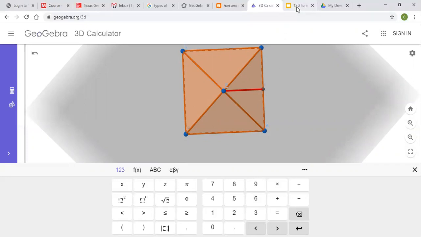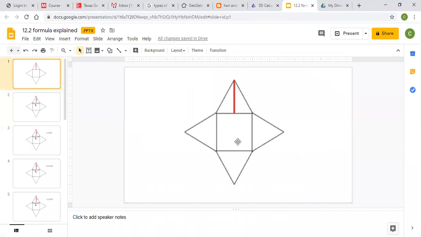We should get a picture that looks something kind of like this. There's my base, and then I have those 4 triangles that are making up the lateral faces. I kept that red segment for my slant height. So let's say that I wanted to find the lateral area. That would be the area of all 4 triangles there, and they're all going to have equal area.